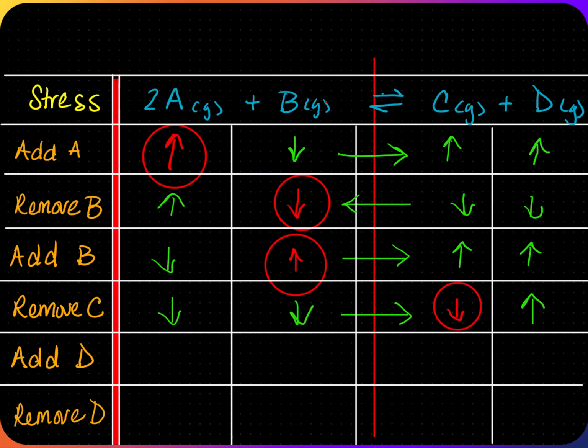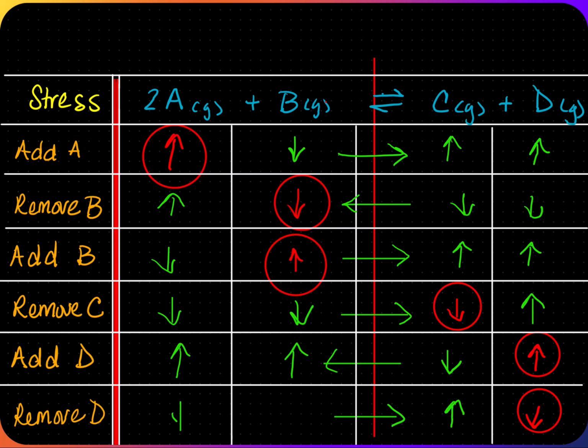If I add D, I need to do the opposite and remove it. So I need to shift to the reactant side. So my reactants are going to increase and my products are going to decrease. If I remove D, I have too little of D, so what I need to do is produce more, which is the opposite. So I need to shift towards removal, which is to the right. So my C is going to increase and my reactants are going to decrease.